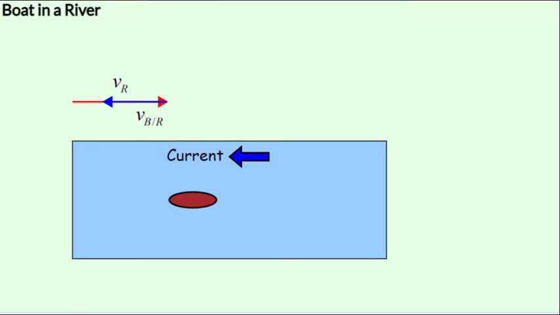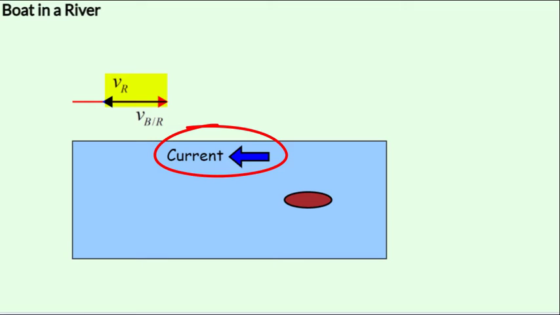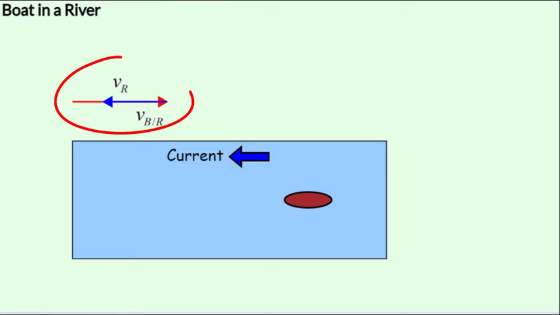This will slow down the boat, since the river current is now not aiding but hindering the movement of the boat towards the right. In vector terms, VB with respect to R is to the right, since that is the direction in which the boat is being rowed, whereas VR, the velocity of the river, is to the left. In order to obtain the velocity of the boat with respect to the ground, we have to find the resultant of these two vectors.